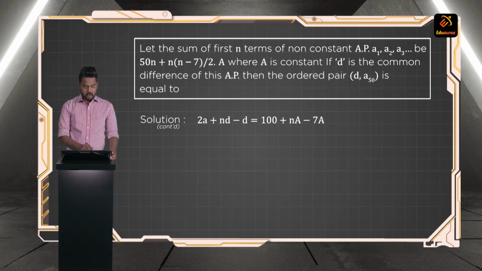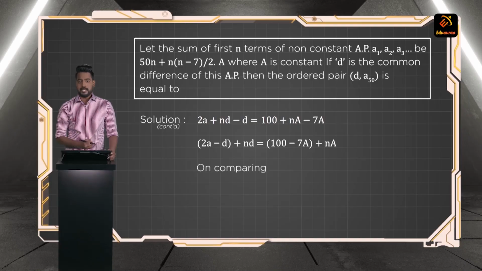So I can see the constant terms, 2A minus d as it is, plus nd as it is, and on the right hand side the constant term will be 100 minus 7A plus nA. So 2A minus d, which is the constant term, can be taken alone, plus nd is equal to 100 minus 7A plus nA. On comparing, nA will be equal to nd. If nA equals nd, I can definitely say that D is equal to A.